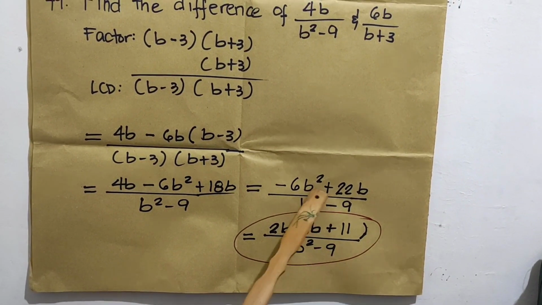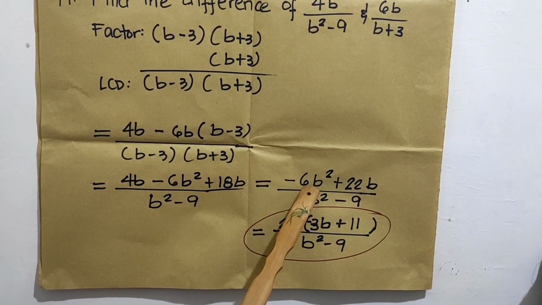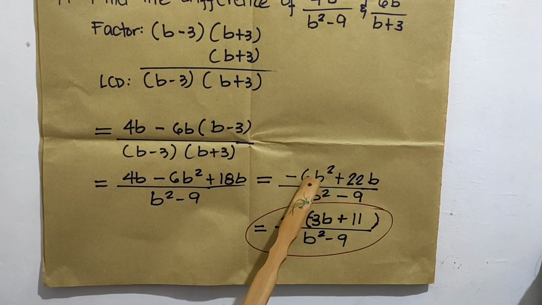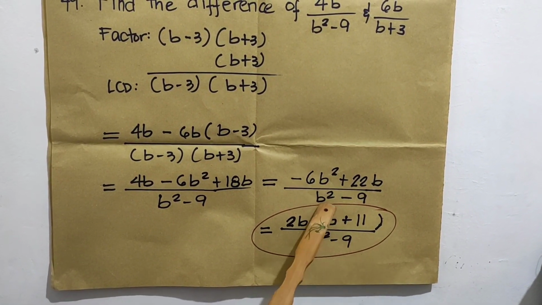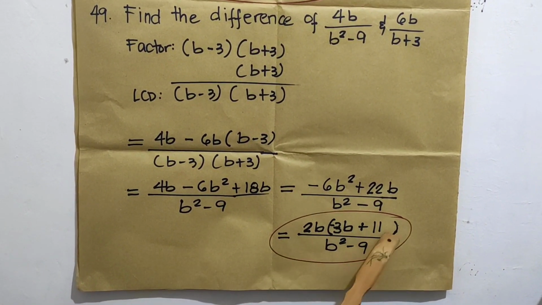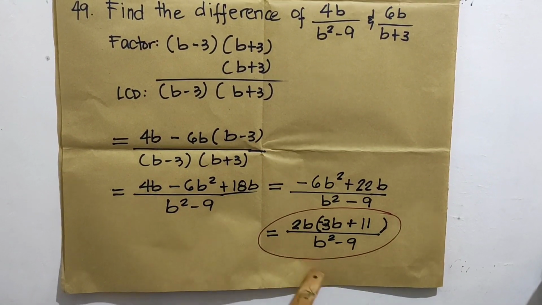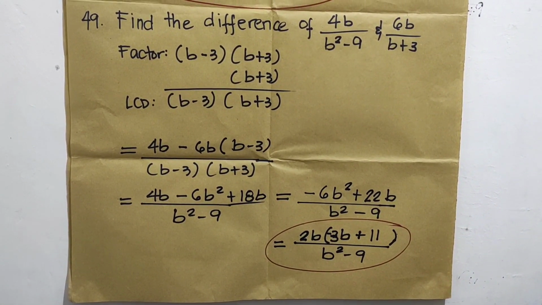Then, since we can factor this, this is common by 2, so we are going to divide now. 6 divided by 2 equals 3, and b squared, we have b here, so b squared divided by b equals b, and 22 divided by 2 equals 11, and b is no more. So this will be now our final answer. Just only copy the denominator.